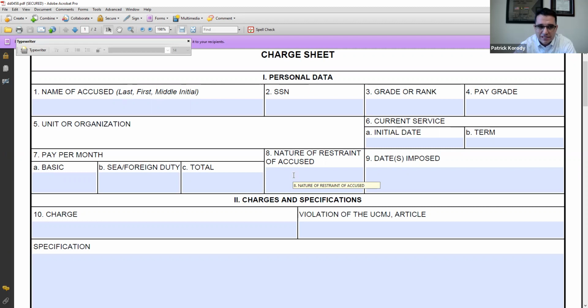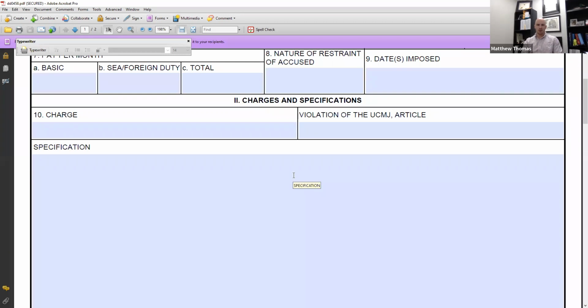The financial penalties that can result of a court martial. Now, Patrick, the next thing I wanted to talk to you about was block 2 and the charges and specifications. One of the first things that people ask me when they come into my office is, hey, Matt or Mr. Thomas, what's the difference between a charge and a specification?